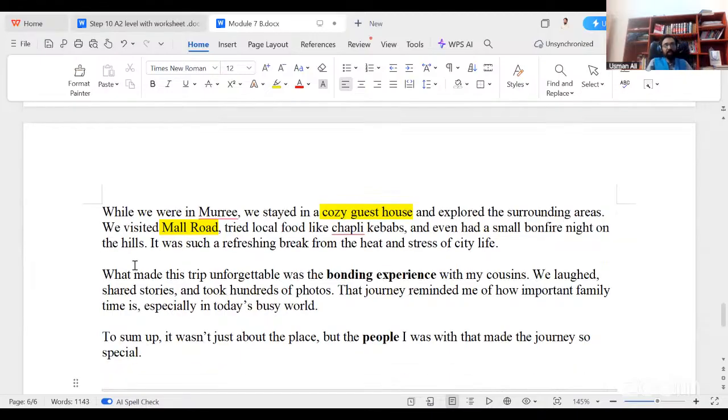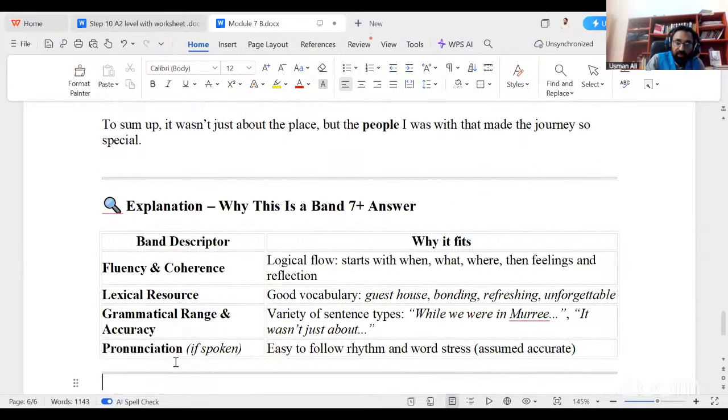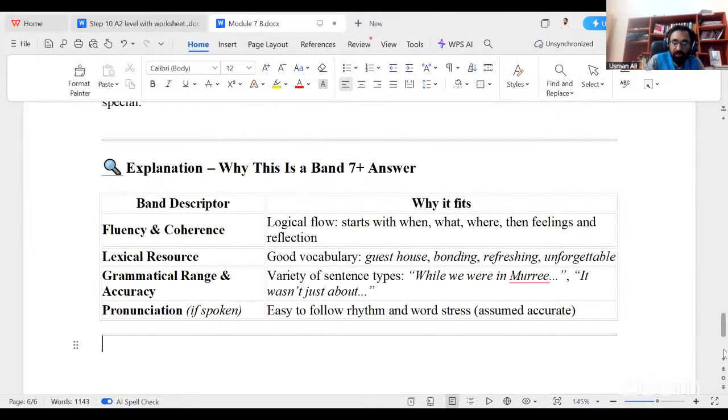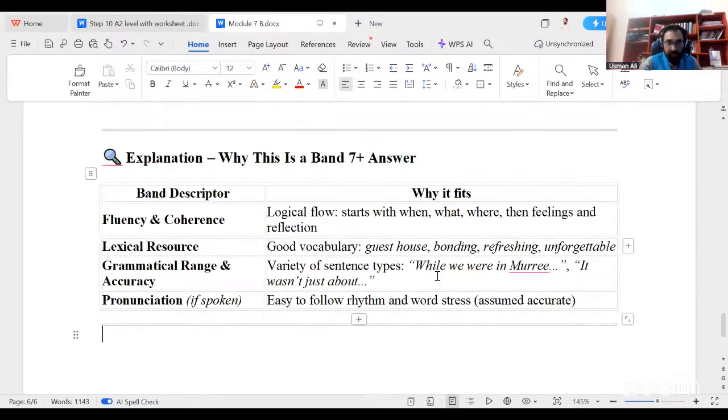What made this trip unforgettable was the bonding experience with my cousins. We laughed, shared stories, and took hundreds of photos. That journey reminded me of how important family time is, especially in today's busy world. To sum up, it wasn't just about the place, but the people I was with that made the journey so special. Okay, so now take a screenshot of this part and check it. Why is it so? Now I'm going to explain that. I'm not leaving it up to you.